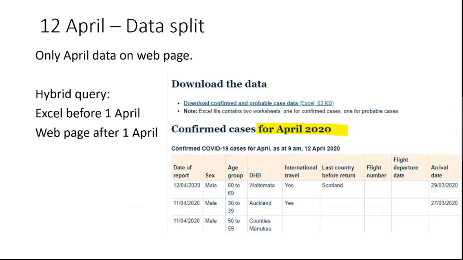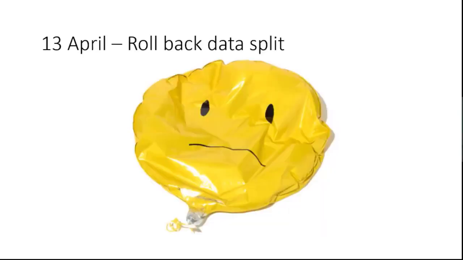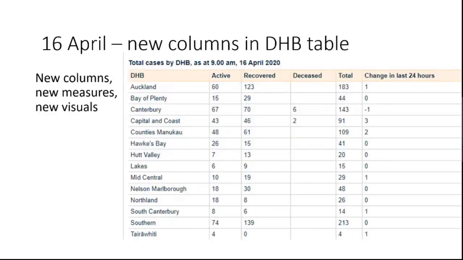And on one day in April, they split it and only showed the confirmed cases for April on the website, and everything before April I could get from the Excel spreadsheets. So I thought, why don't I do a combined query and use the static data for March and earlier and the dynamic data from the web page. I did that, but on the next day I found that there were data inconsistencies. They still changed March data during April, and I rolled back to using the Excel spreadsheet.